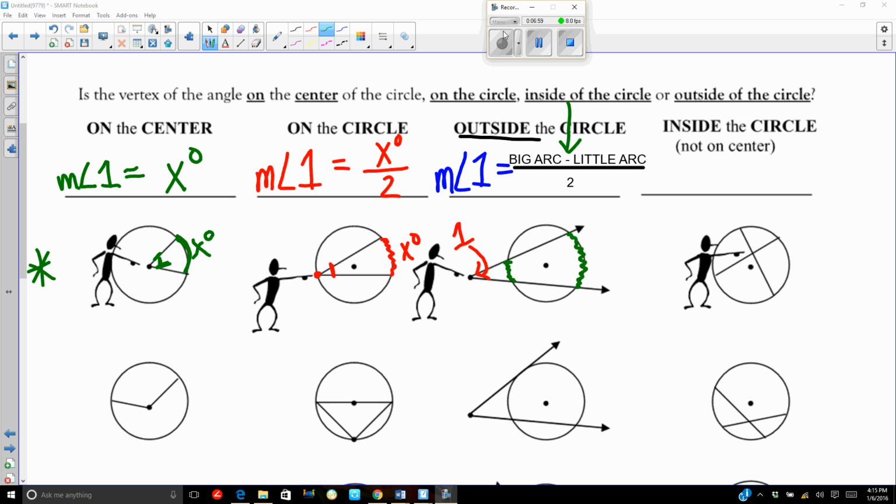And it's important that you do the big arc minus the little arc, because if you don't, you'll end up getting a negative answer, and you can't have a negative answer, obviously, for an angle. You can't have an angle that's negative 60 degrees.